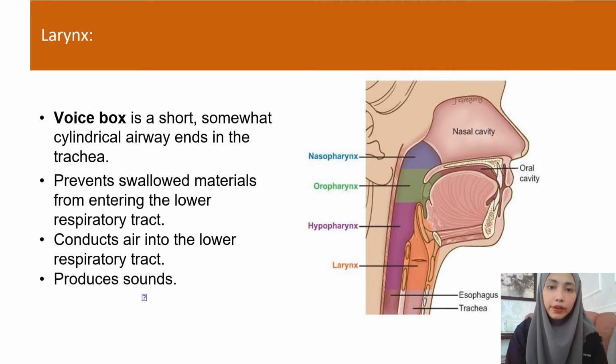And then the larynx, also known as the voice box, is a short, somewhat cylindrical airway that ends in the trachea. It connects to the trachea at its lower end. It prevents swallowed material from entering the lower respiratory tract. So the main function of the larynx is protection of the lower airway. It also helps to conduct air from the upper respiratory tract to the lower respiratory tract, and helps to produce voice or sound.